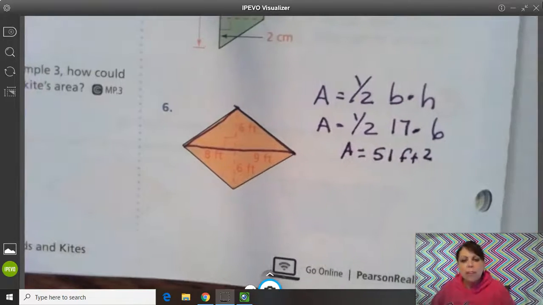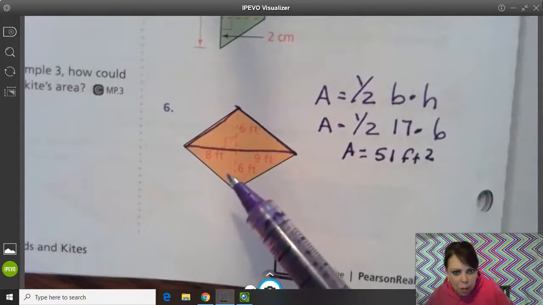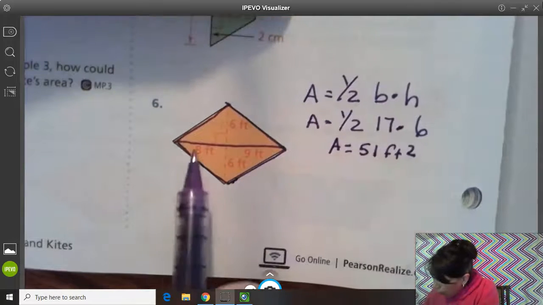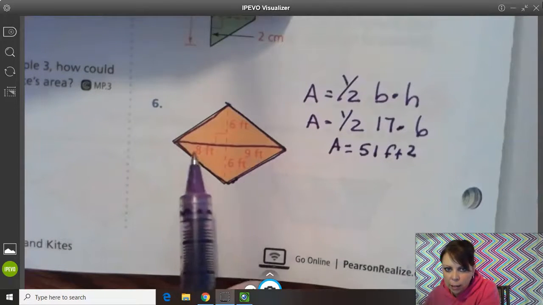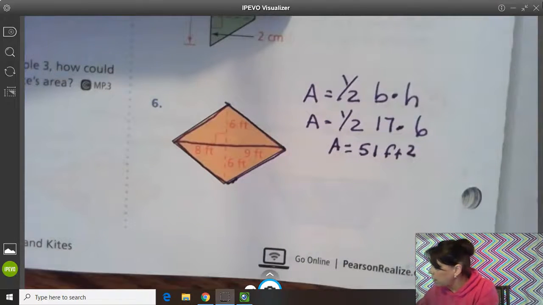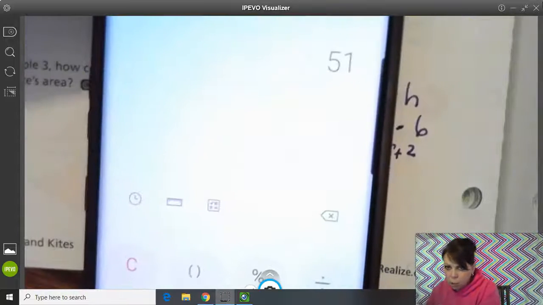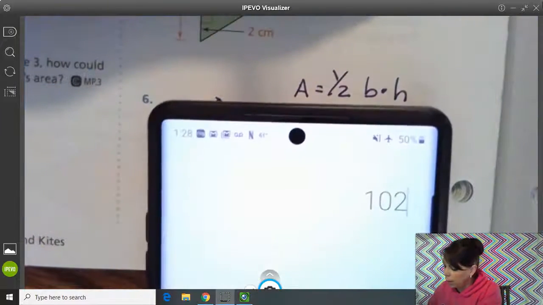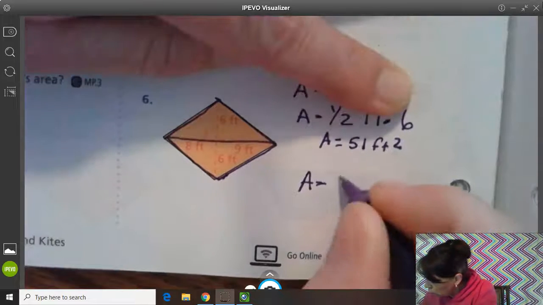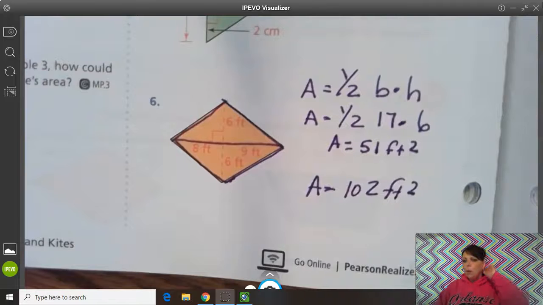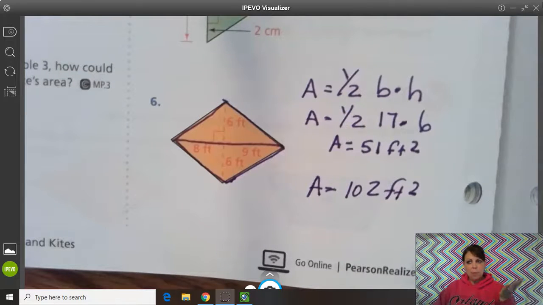Okay. But we have 2 triangles, and fortunately, they both have the exact same measurements. For this triangle on the bottom, down here, the base is the same, right? 17, 8, and 9. And the height is also 6. So it's this exact same problem. So we have 2 triangles that both have the area of 51. So we're going to add another 51 to account for the other triangle. So the area for this kite is area equals, the grand total is 102. 102 feet squared.